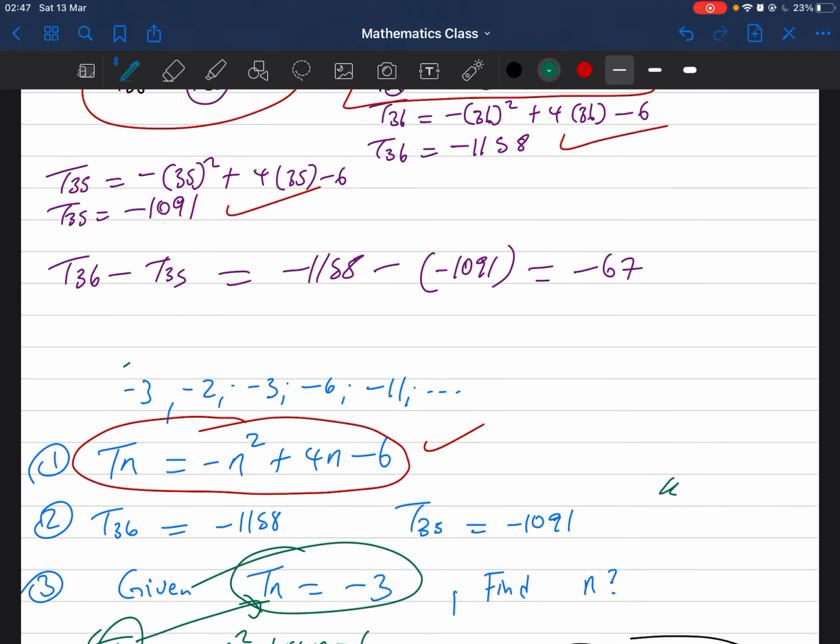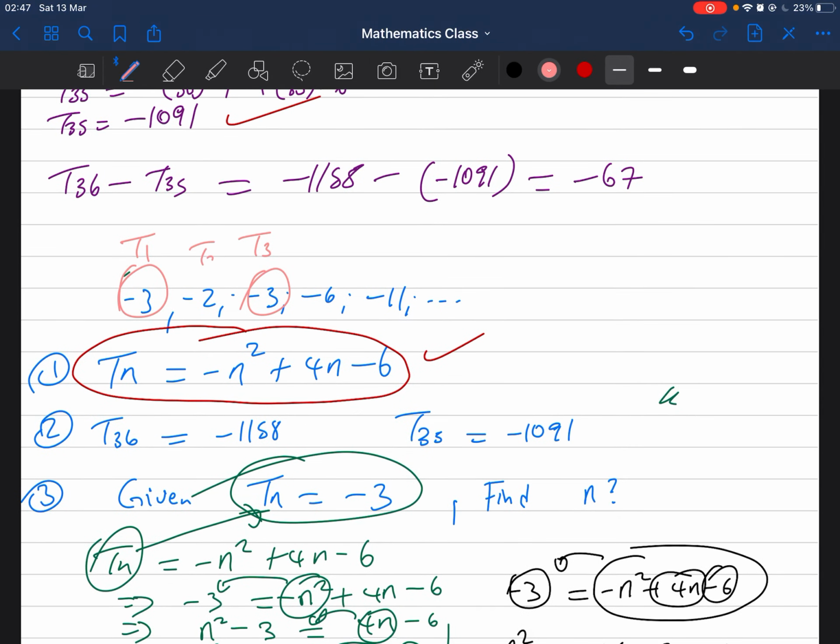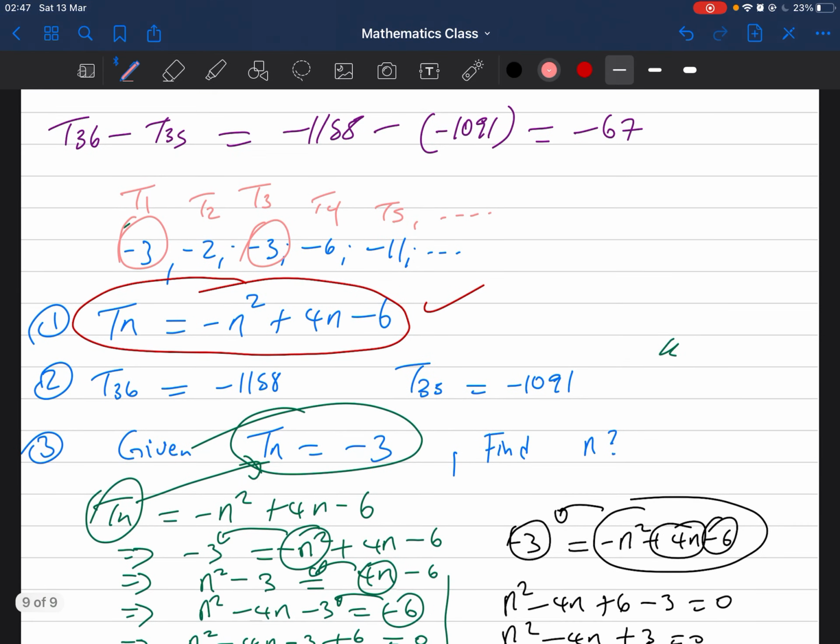We can actually see it. This is the negative answer, this is what we were calculating, -3 and -3. So this is T1 and T3. When n is 1 and n is 3, this is T2, this is T4, this is T5, and so on. You can actually see it: Tn is equal to -3 when n is equal to 1 or n is equal to 3. Awesome.